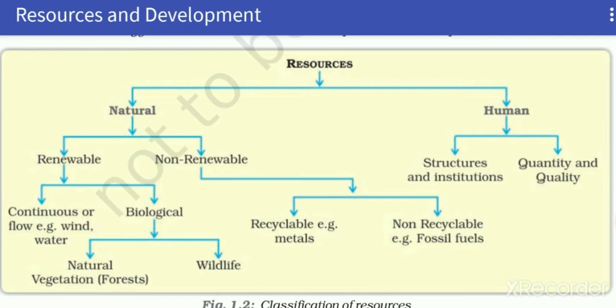Now human or man-made resources are of two types: structures and institutions, like school, college, bank, hospital. These are the examples of structures and institutions. And the second one is quantity and quality. It means number of goods and services with their excellence. So in this way we have completed the explanation of resources.